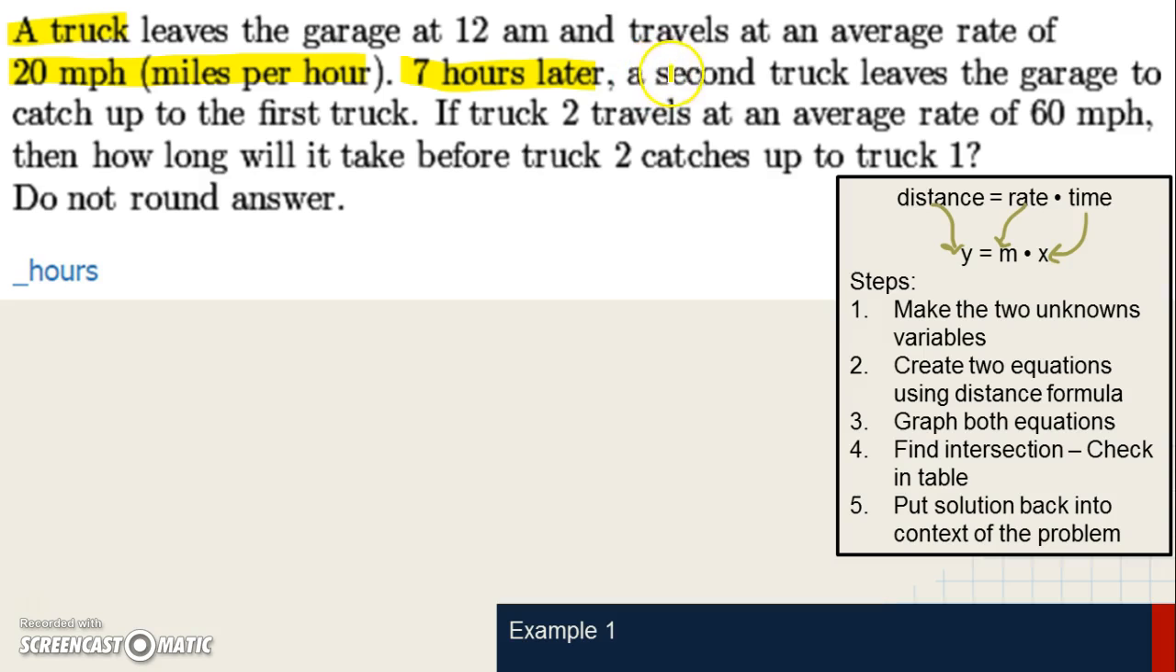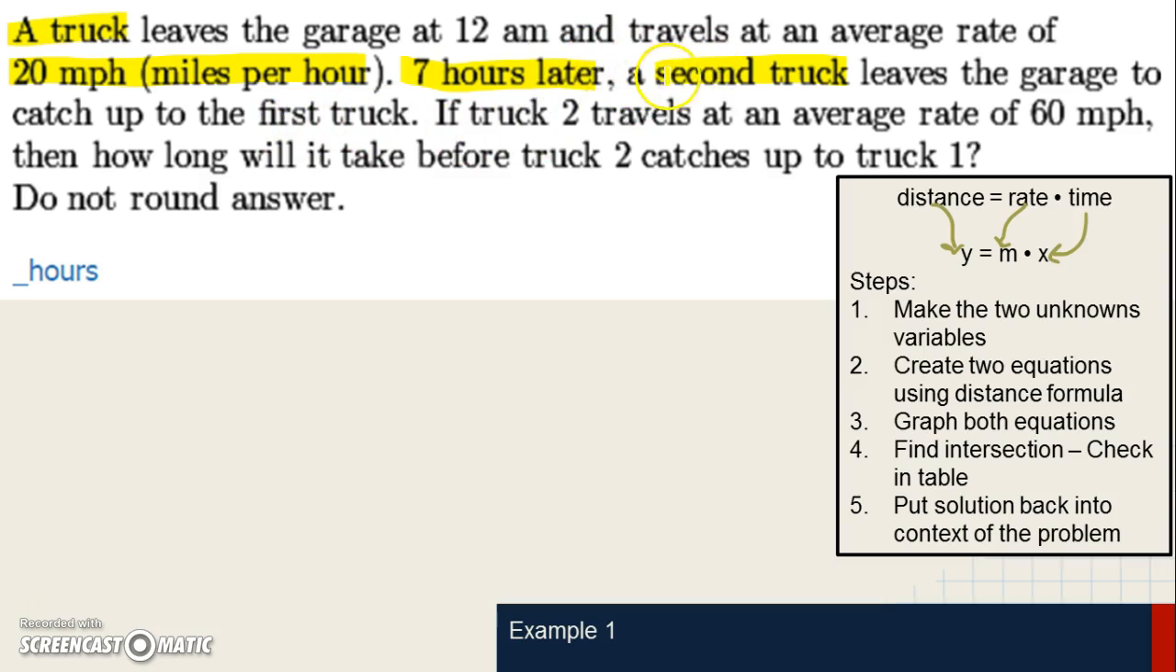A second truck leaves the garage to catch up to the first one. So this truck leaves at this time, and this time isn't important because it doesn't tell us how long, and that's what this time is representative of over here. This is time of day. We're looking for how long. A second truck leaves and catches up to the first. So this truck leaves, and then this truck catches up.